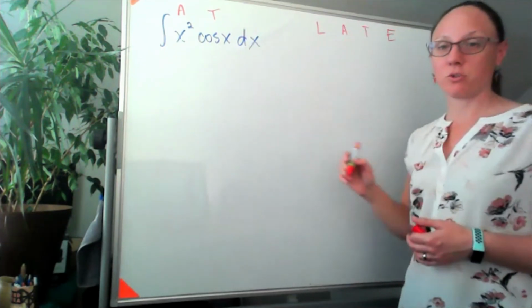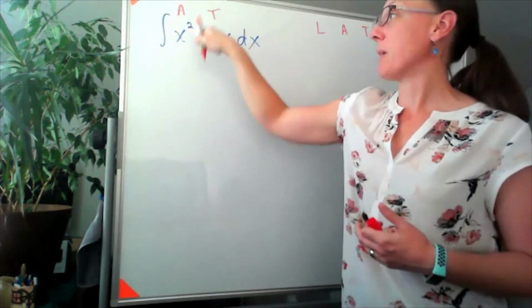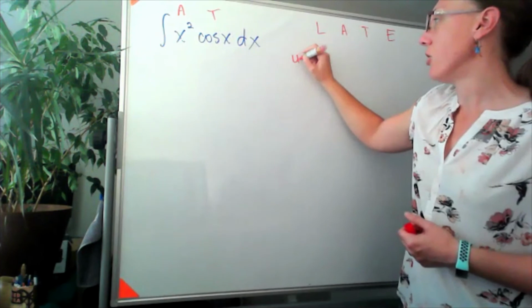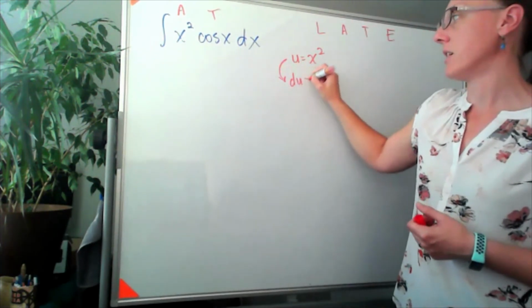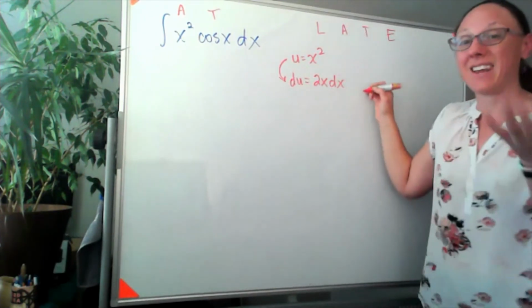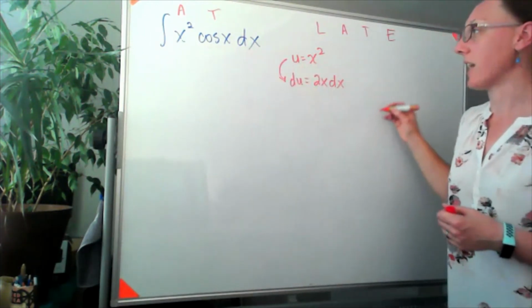Algebra comes before trig in the word LATE, or A comes before T, which means that A piece will be my u. I'm going to come off to the side. u is going to be x squared. I'll take the derivative to get the du part, 2x dx. And then everything else has to be dv. And the everything else is cosine x dx.